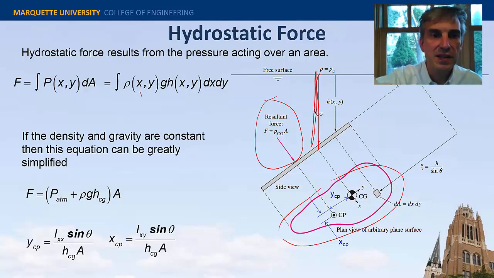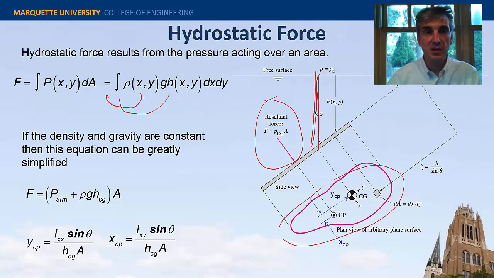In this integral, if rho is constant and g is constant, then those two terms pull out of the integral, and you're just integrating the height with respect to dy dz or dx dy. That's just the area of the plate. And so you end up with the simple relationship that the force is equal to the hydrostatic pressure plus the atmospheric pressure, so that's rho g h, plus the atmospheric pressure, times the area. That'll give you a force.